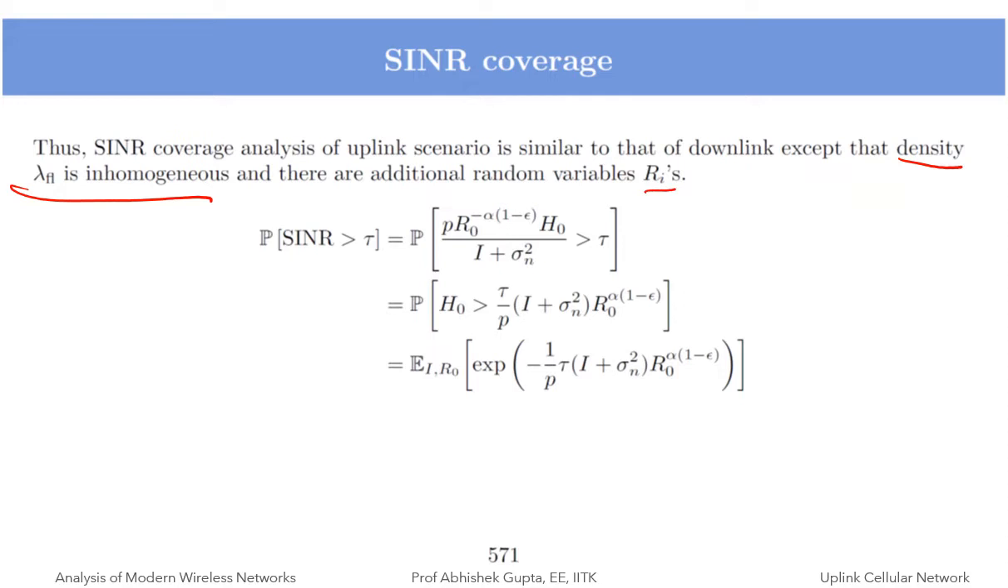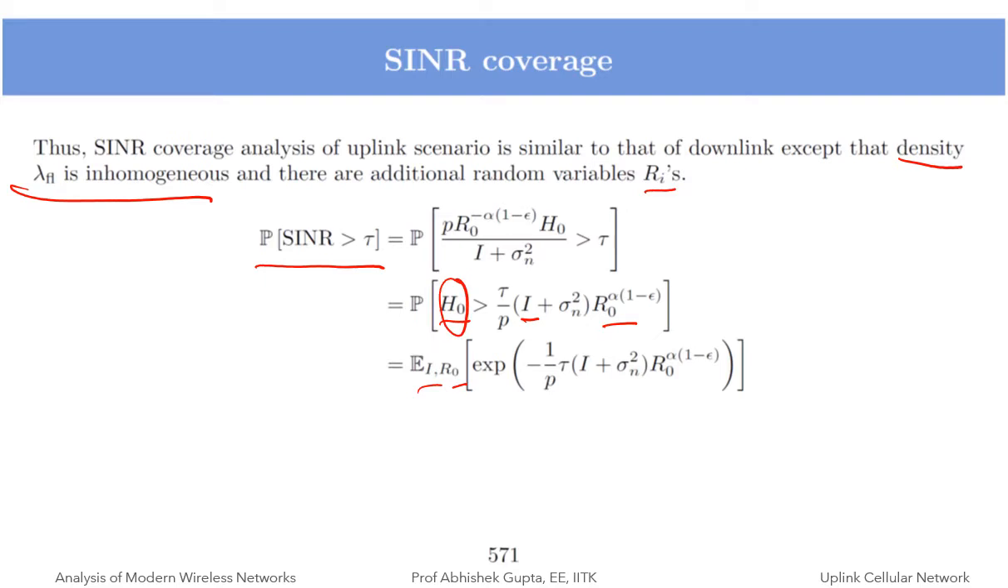So the probability that the uplink SINR is above the threshold is given by the serving power divided by the interference plus noise being greater than tau. We proceed in the same way: H0 is greater than, and the rest of the terms we move to the right hand side. Now you will identify the random variables here: they are H0, I and R0. So first we condition on I and R0 and solve with respect to H0.